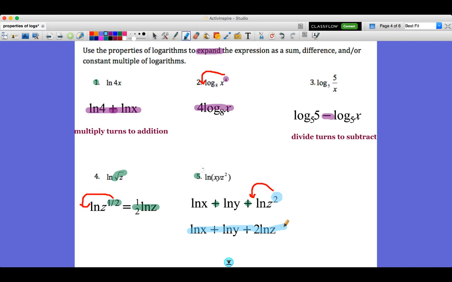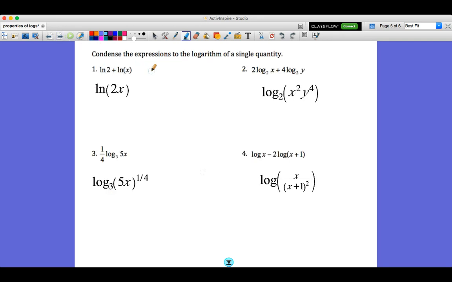All right, so just to recap really quick, if you start out with multiplying, you're going to turn it into addition. If you start out with division, you're going to turn it into subtraction. And if you have an exponent, you move it to the front of the logarithm. So that's expanding. Our last page of notes wants us to condense the expression, so it just wants us to go the other way. So in this first one, it says we have ln of 2 plus ln of x.